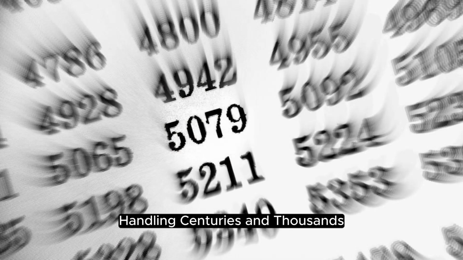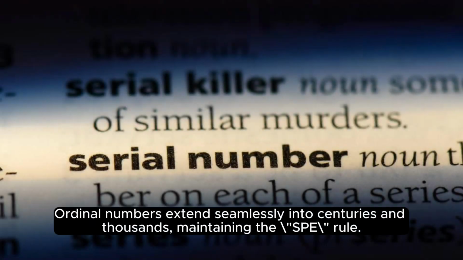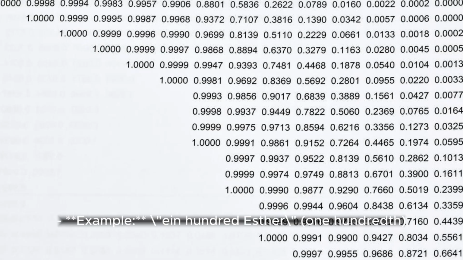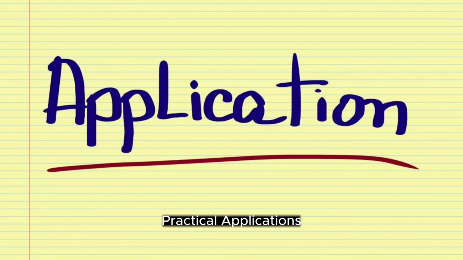Handling centuries and thousands. Ordinal numbers extend seamlessly into centuries and thousands, maintaining the ste rule. Example: 100 becomes hundertste, 100th.